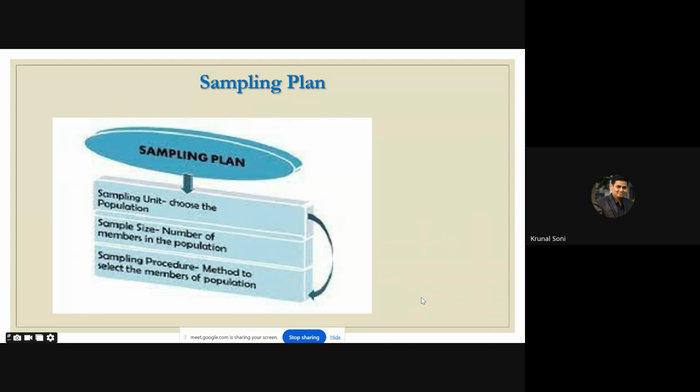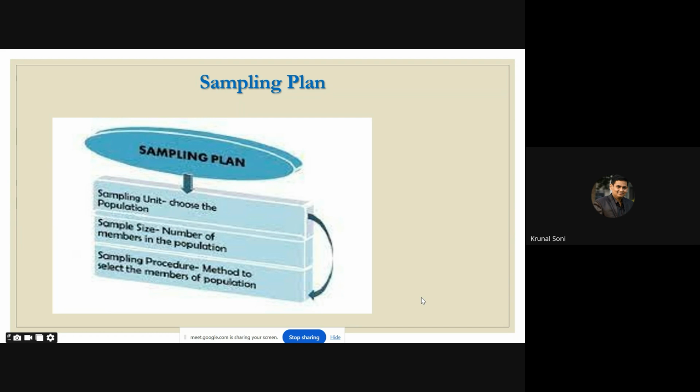Sampling plan, that is sampling unit. With the sampling unit, you need to cover out of the population. Sample size, that is the number of members that you need to take out from the population. So depending upon the type and size of population that you have, it is our responsibility to carry out the appropriate sample size as a part of research.